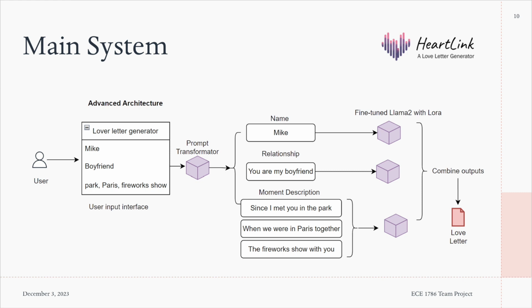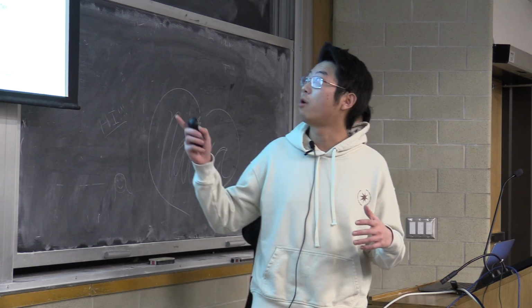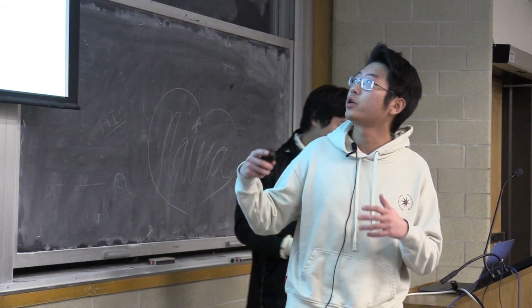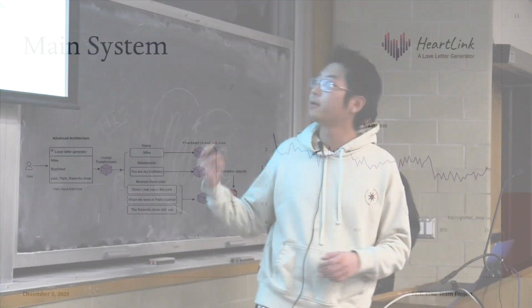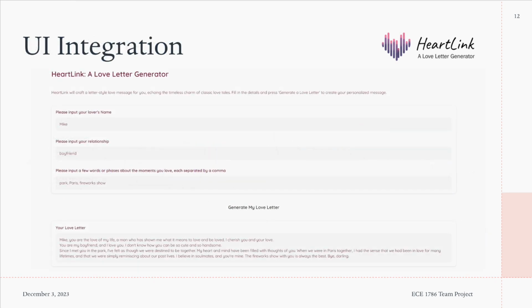So in our main system, we add the transformator module, which is described by Han Xiao. And currently, the user can enter multiple keywords and short phrases in the moment description bar, such as park, Paris, fireworks show, and so on. And in this system, we use the fine-tuned Llama 2 model instead of GPT-2. We fine-tune the Llama 2 model with LoRA, which will speed up the fine-tuning process, and also it requires less memory. And here is our train loss curve for the main system, and here is our UI integration.